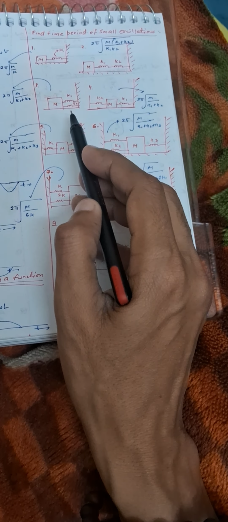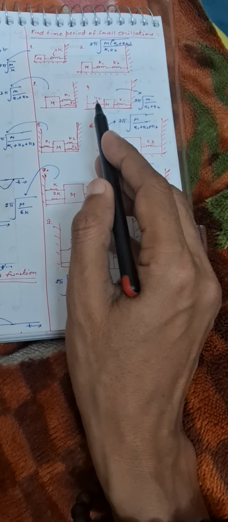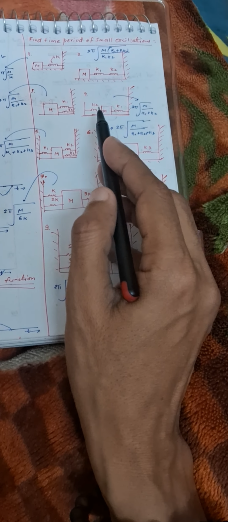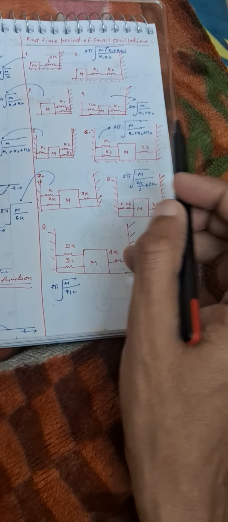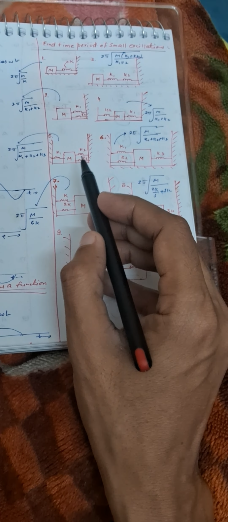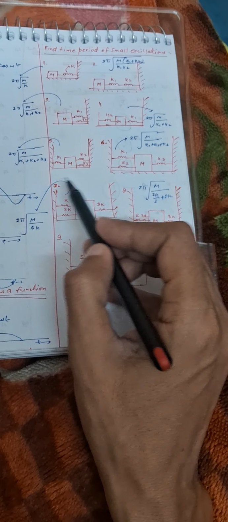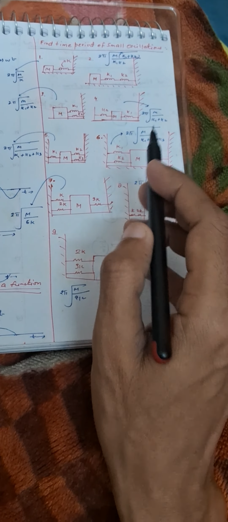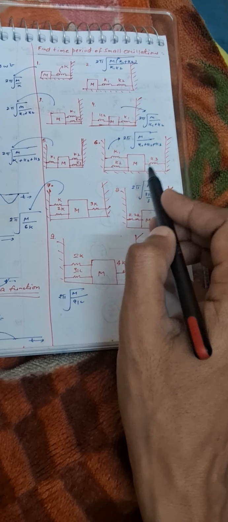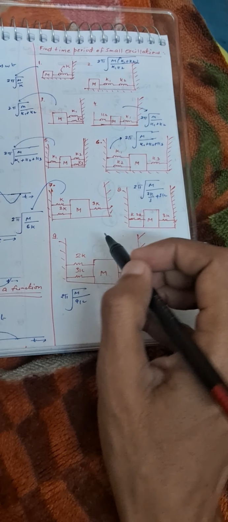Here the springs are in parallel, so that will be the answer. Here both the springs are in parallel, so that will be 2 pi root m by k1 plus k2. Here all the three springs are in parallel, so 2 pi root m by k1 plus k2 plus k3. Here also all the springs are in parallel, so that will be the answer.